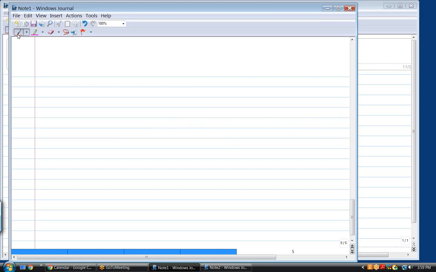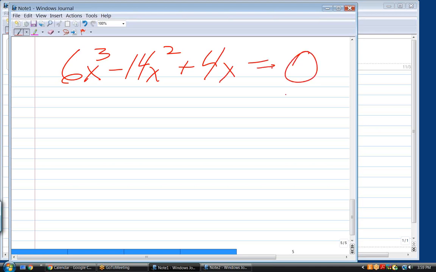Okay, factor and solve 6x cubed minus 14x squared plus 4x equals 0. So we factor out the x, right? At least. In other words, you can't solve a cubic. You've got to turn it into a quadratic. They haven't taught you how to solve cubics yet.